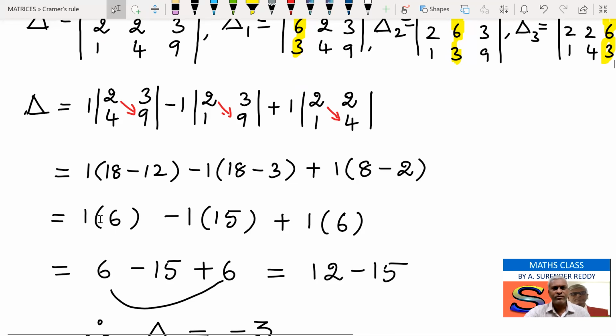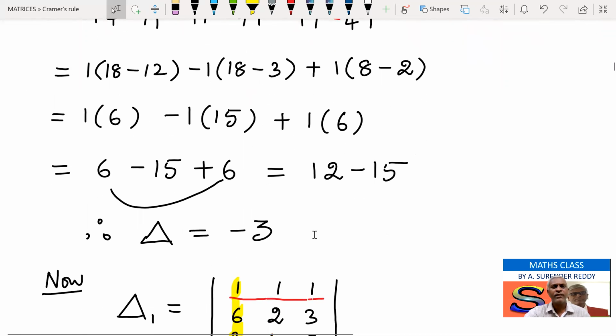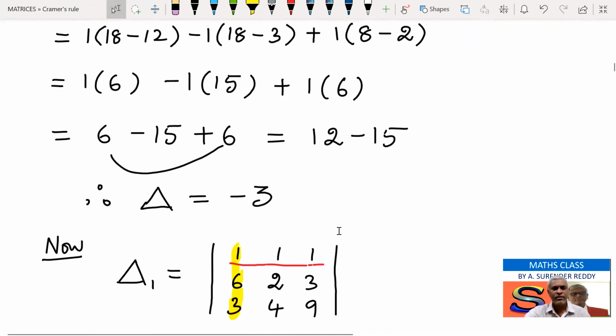Further simplifying, 18 minus 12 is 6, 18 minus 3 is 15, 8 minus 2 is 6. 1 into 6 is 6, minus 1 into 15 minus 15, 1 into 6 is 6. 6 plus 6 is 12, 12 minus 15 is minus 3. So the determinant delta value is minus 3.